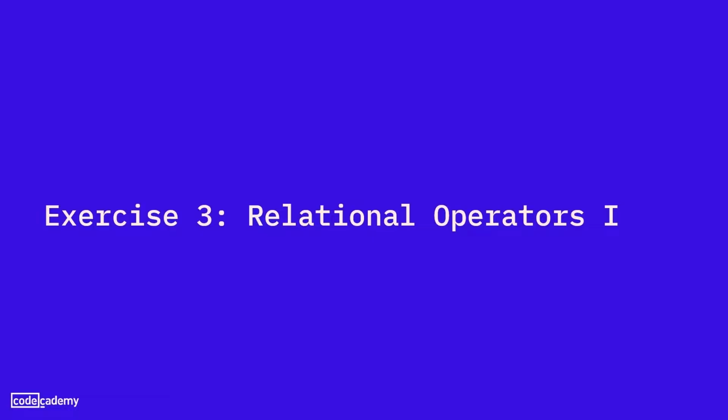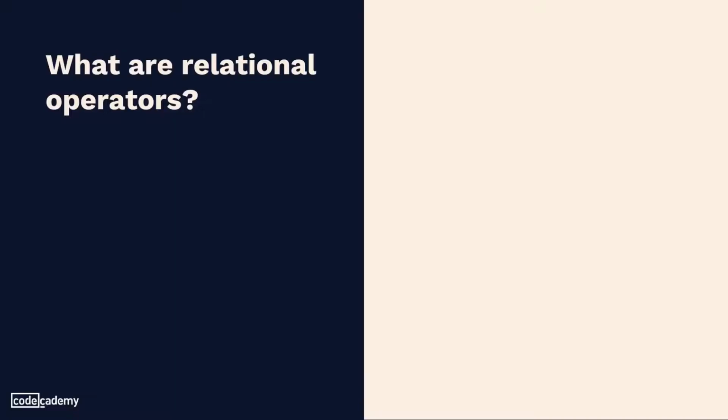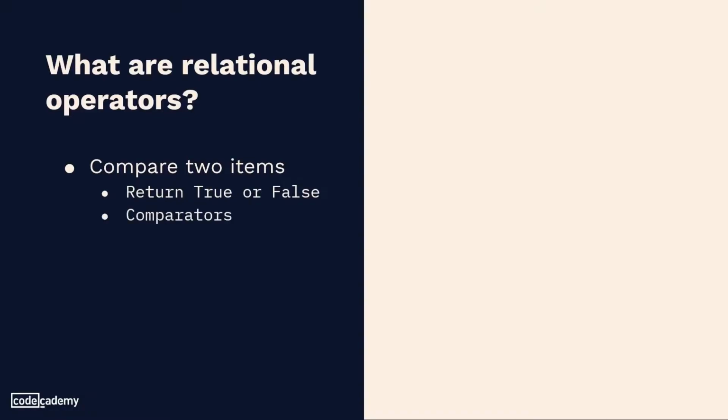Exercise number 3, Relational Operators, Part 1. In this exercise, we'll learn about 2 frequently used relational operators in Python and what they accomplish. Let's first start with defining relational operators. Relational operators are used to compare 2 items together. They return a true or false value depending on the result. Because of this, they are also known as comparators.